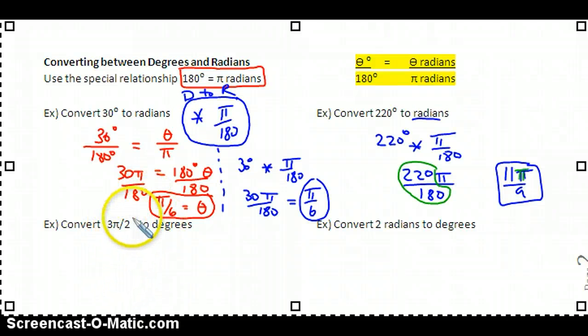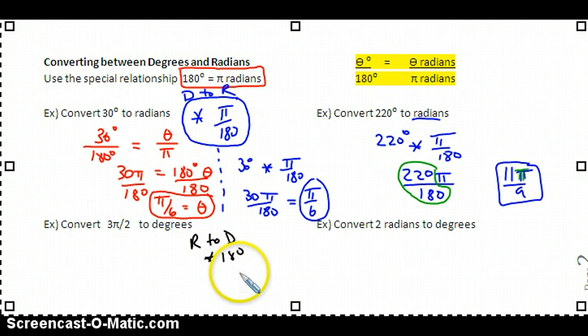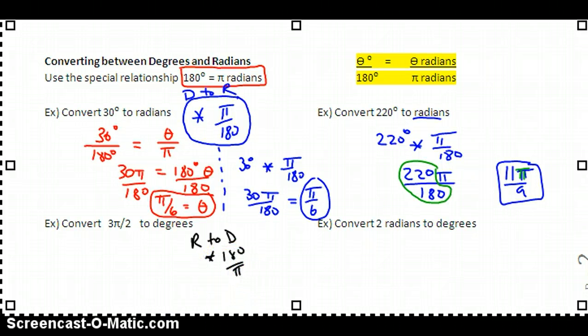Let's say that I wanted you to go from radians to degrees. So if I want you to go from radians to degrees, you would multiply by 180 over pi. Okay, so again, the shortcut, if I'm trying to change from radians to degrees, would be to multiply by 180 over pi. So let's do that.